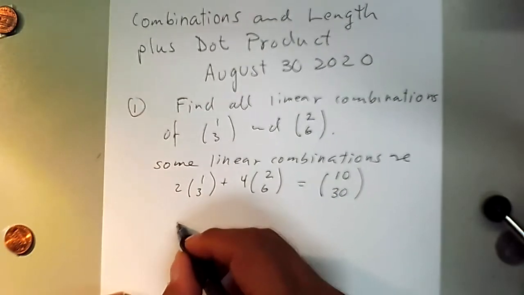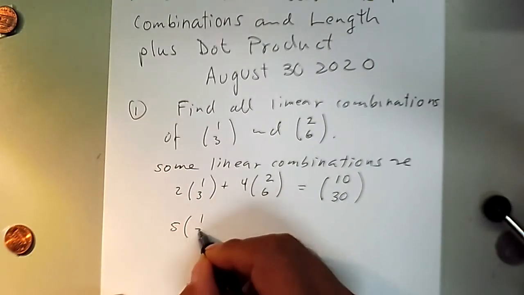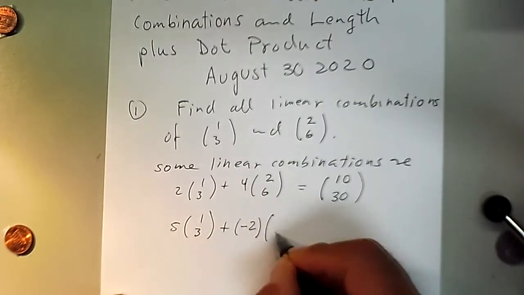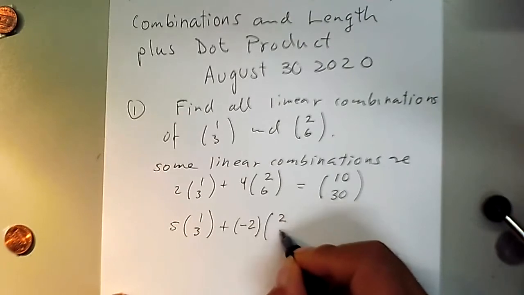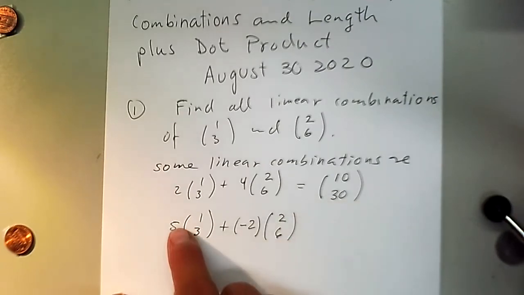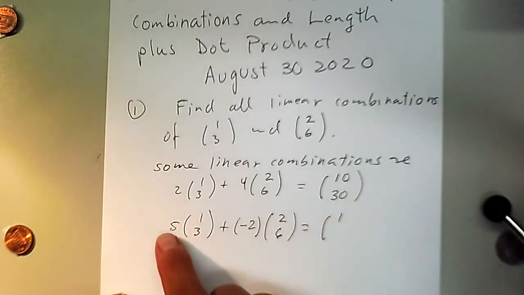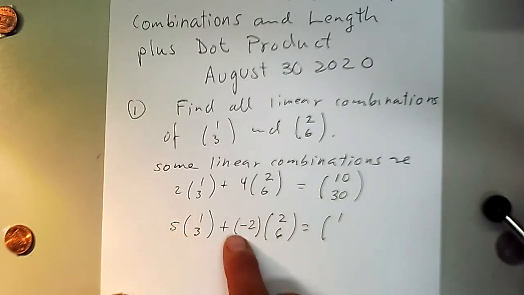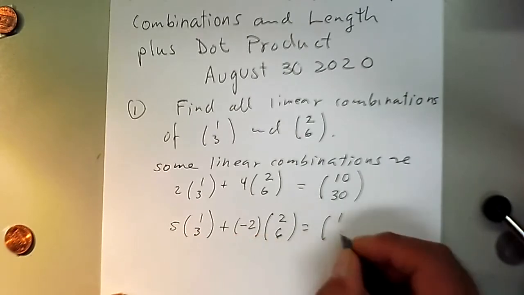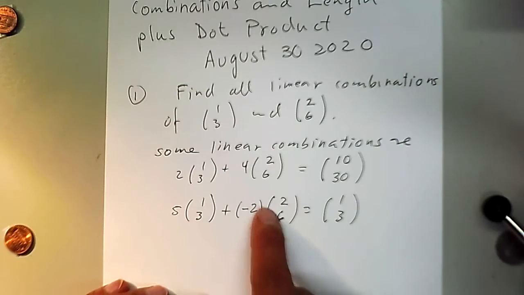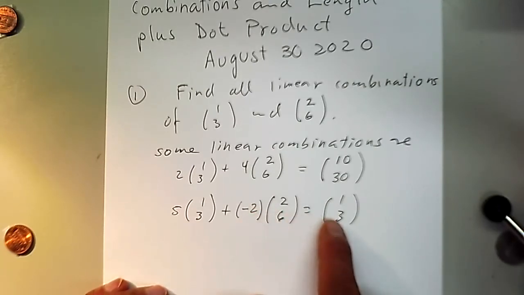Another one could be, I don't know, 5 times 1, 3 plus -2 times 2, 6. I don't want to do numbers that are too big. So that would be 5 minus 4. Oh, that's going to give us 1. And 15 minus 12 is 3. Boy, that gives us the same one. Oh, that is interesting. Even though we did not add 0, we came back to the same one.